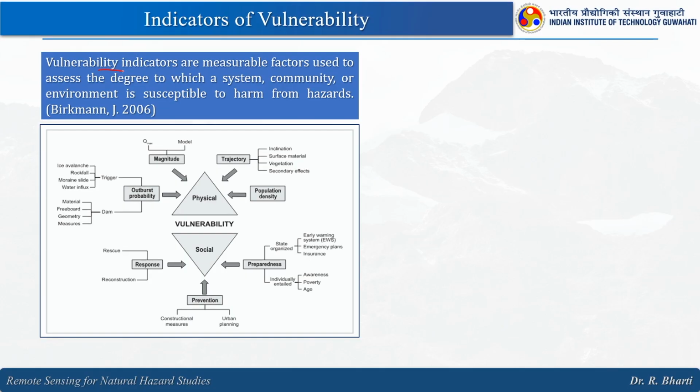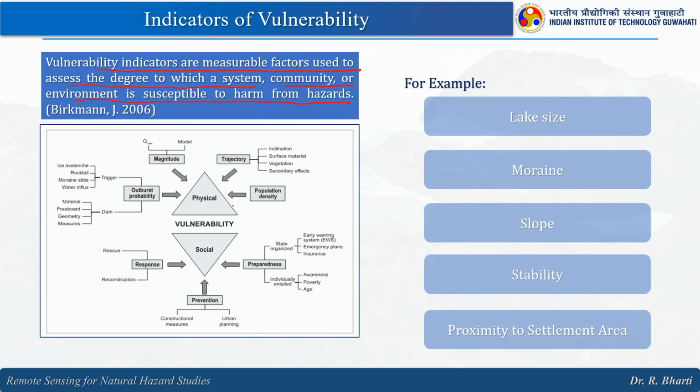So, the vulnerability indicators are measurable factors used to assess the degree to which a system, community or environment is susceptible to harm from hazards, right. So, here you can see the different indicators are mentioned here. For example, the lake size, moraine, slope, stability, proximity to settlement area, these can be indicators of glacial lakes, right.